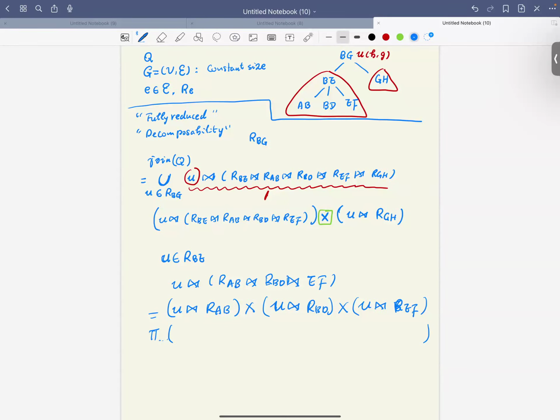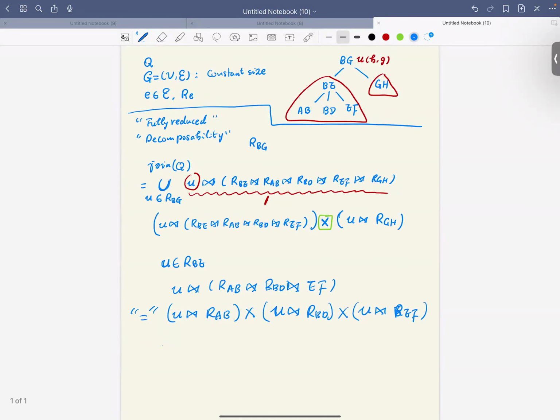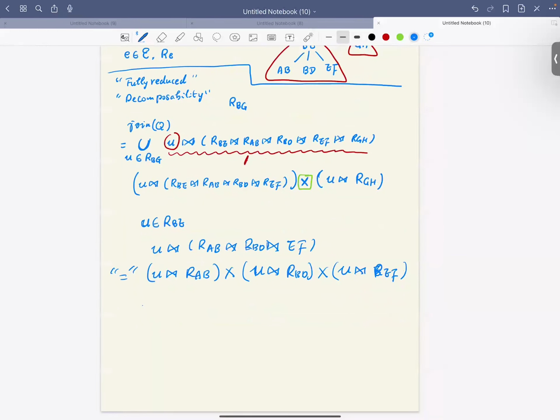So maybe I should say this is essentially identical. Okay, good. So this is the decomposability fact. This is important, so I want you to remember this for today's discussion.